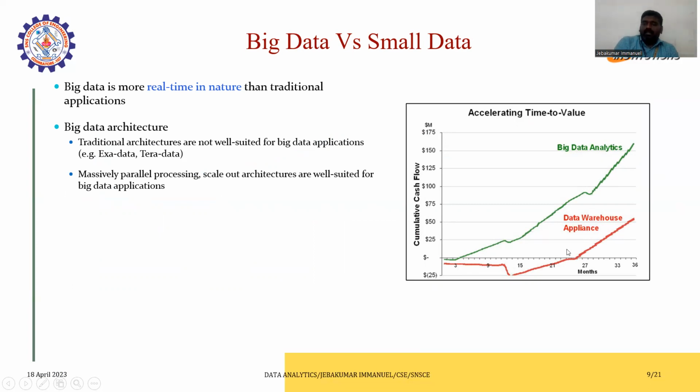The next is data mining applications. Data warehouses and data mining applications have very little data, handled by particular users. A traditional architecture follows only simple, megabyte-level data. But the big data architecture covers exabytes or terabytes. So massive parallel processing and scale-out architectures are well suited for big data applications.